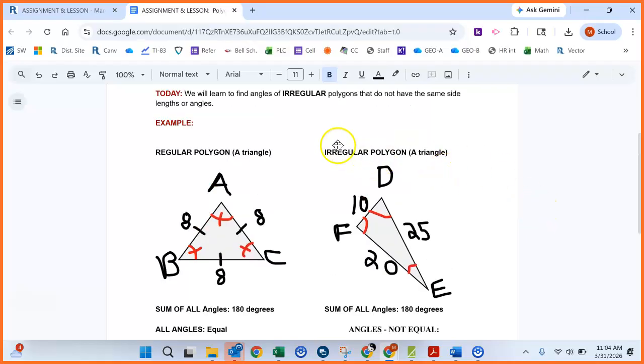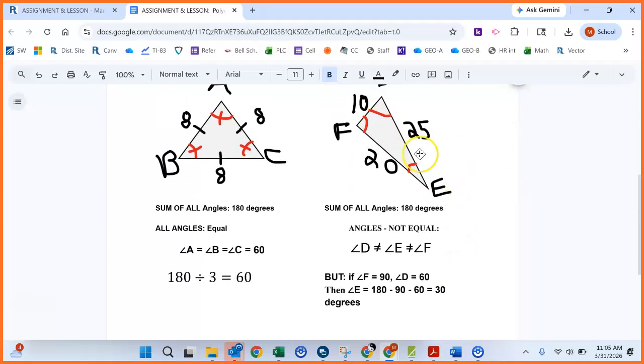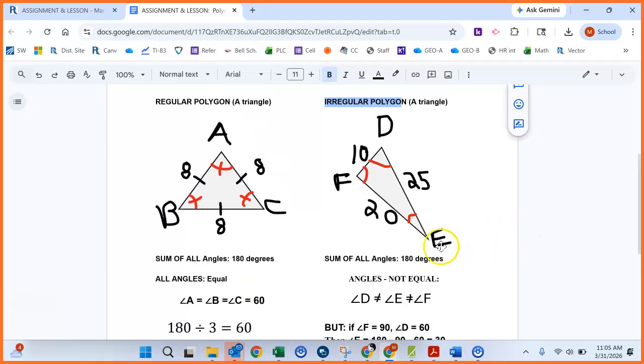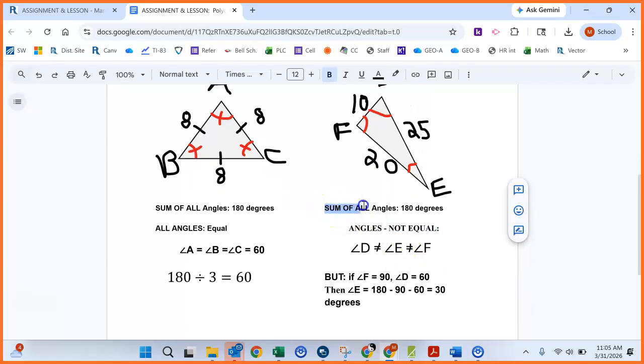Now, if we have an irregular polygon where the sides are different, as you can see, all these sides are different: 10, 20, 25. Then we cannot do 180 divided by 3. That means all the angles are different, not equal. But they still add up to 180 degrees. The sum, when you add up this plus this plus this, equals 180 degrees. The only difference is we don't know this angle or that.